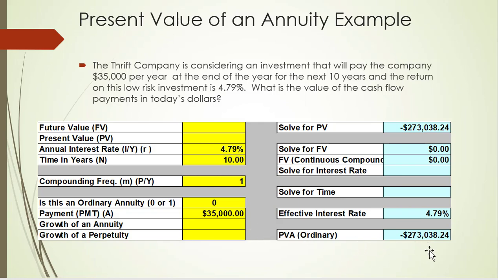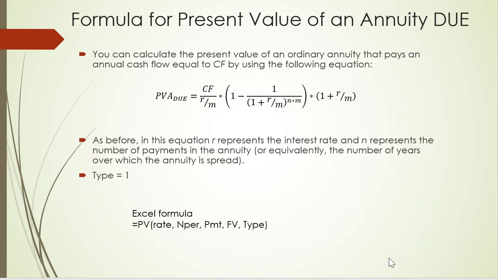So the present value of an ordinary annuity is $273,038.24. So that is the value of what this thing is worth. If you wanted to buy this investment, this is the most that you'd be willing to pay for it. It's what you think its value is.